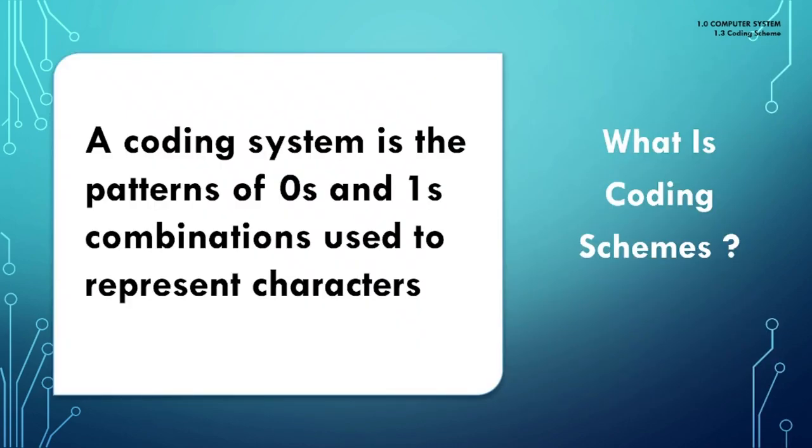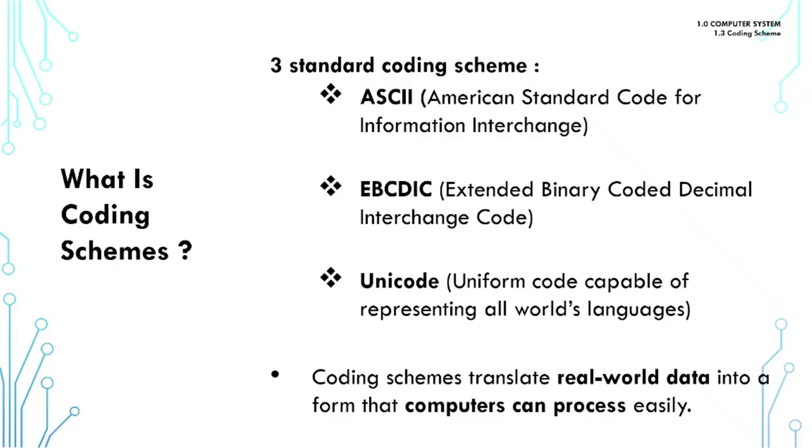Okay, so we continue next. Definitions for coding scheme. The definition is: a coding scheme is a pattern of zeros and ones combinations used to represent characters. And there are three standard coding schemes, which are ASCII, EBCDIC, and Unicode. So these three types of coding scheme can translate real world data into a form that computer can process easily.